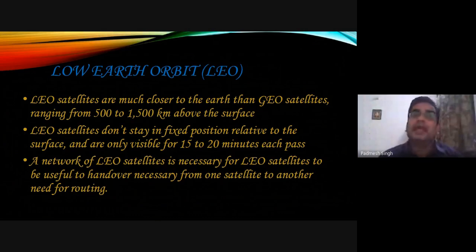So LEO, HEO, and MEO satellites are also used for spying, and they have a lower radius for the orbit, so it gives a very clear image of the places from where it passes.